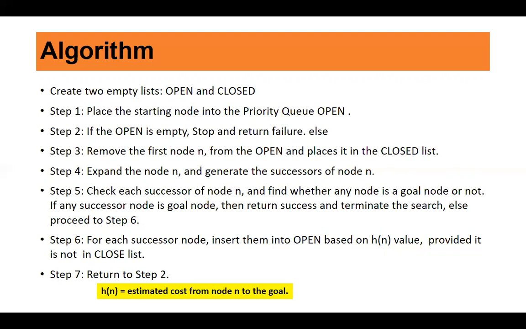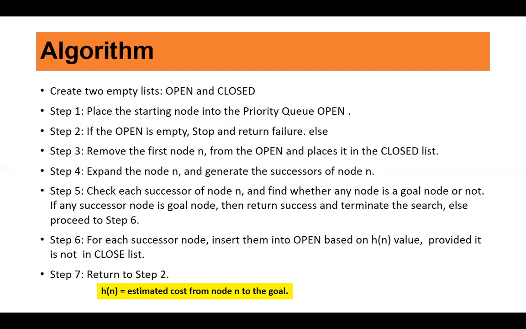Expand the node n and generate the successors of node n, meaning the nodes which are associated with or adjacent to node n. Now check each successor of node n and find whether any node is a goal node or not. If any successor node is a goal node, then return success and terminate the search, else proceed to step 6. In step 6, for each successor node, insert it into open based on the heuristic value, provided it is not in the closed list, that is, it is not already traversed. Then return to step 2.